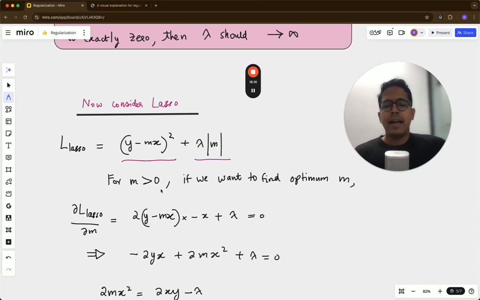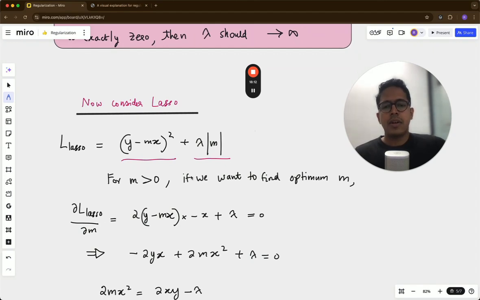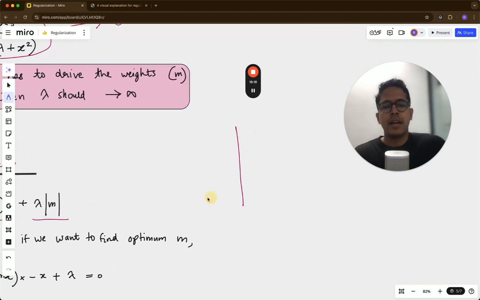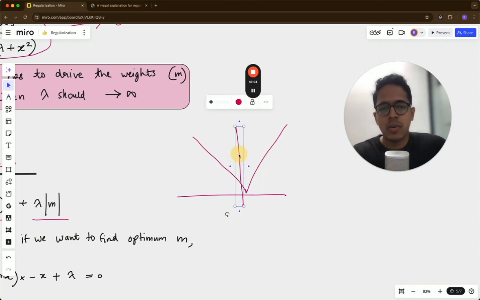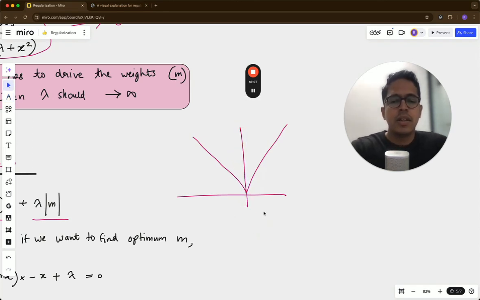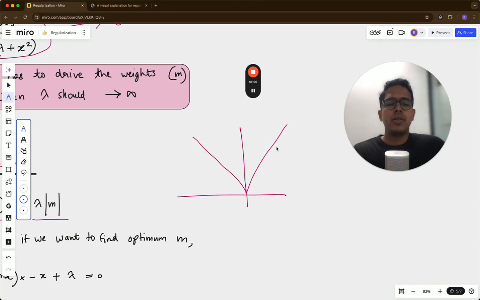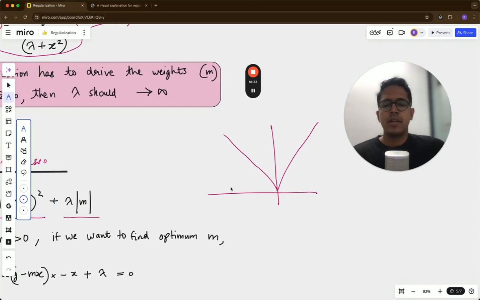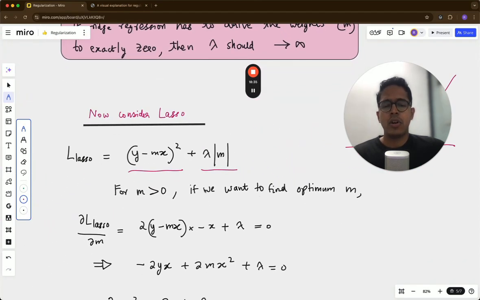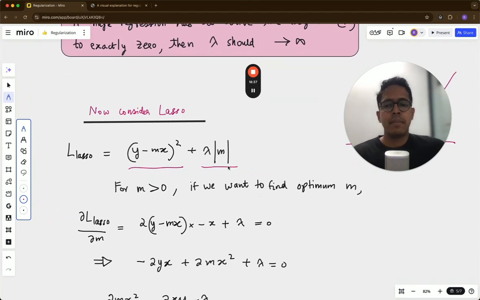If the m value is greater than 0, we have one type of derivative, and if m is less than 0, you have another derivative, because the modulus function, y equal to modulus of x, has a kink at exactly 0, something like this. If x is greater than 0, the slope is 1. If it is less than 0, the slope is minus 1. So the derivative depends on the value of m itself.